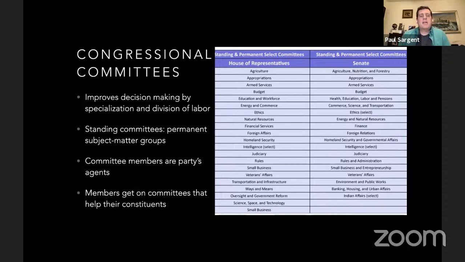Now, members tend to get on committees that help their constituents as much as they can. There are some really high profile committees, things like Appropriations, things like Homeland Security, things like Ways and Means, the ones that deal with paying out money tend to be really, really big ones. But there are other areas, like the Veterans Affairs Committee, where people may be on there because they are veterans themselves, or maybe they represent districts where there is a large veterans hospital or something. So they want to work to help that out.